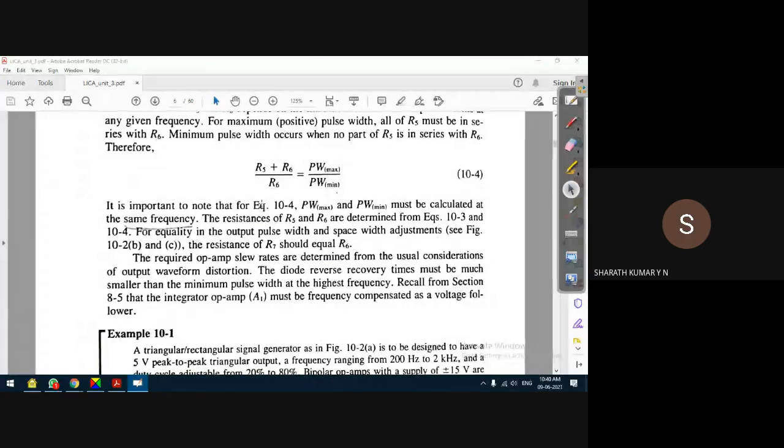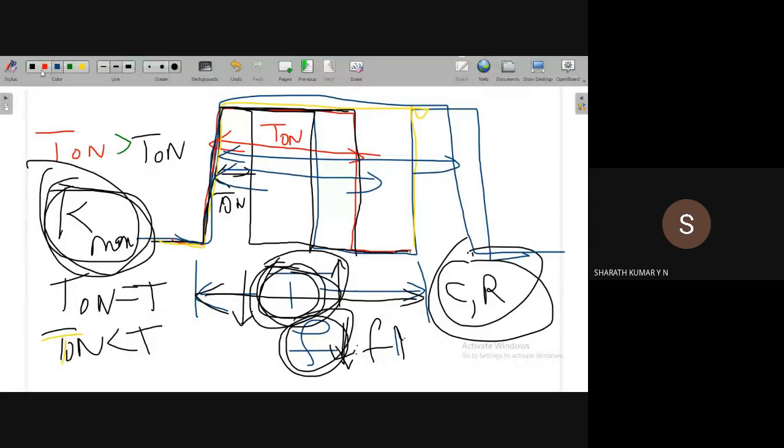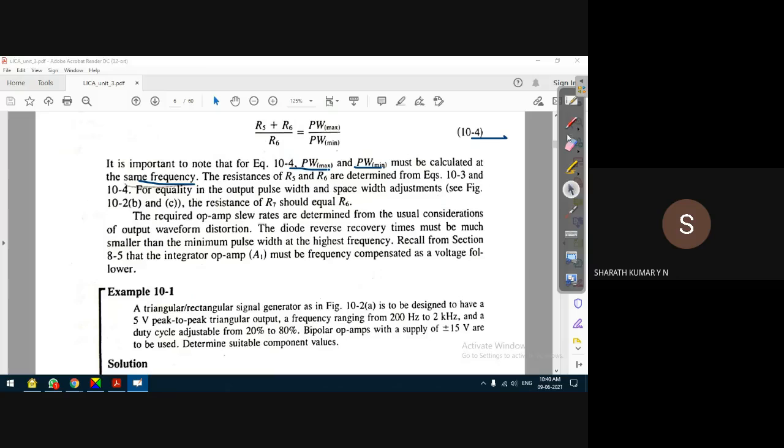So it is important that from this equation, PW max and PW min must be calculated at the same frequency. As we discussed just now, for a given frequency F, we have to find the maximum and minimum pulse width, assuming that frequency is fixed. If frequency is varying, we cannot calculate the pulse width. Not possible. So the resistances R5 and R6 are determined.